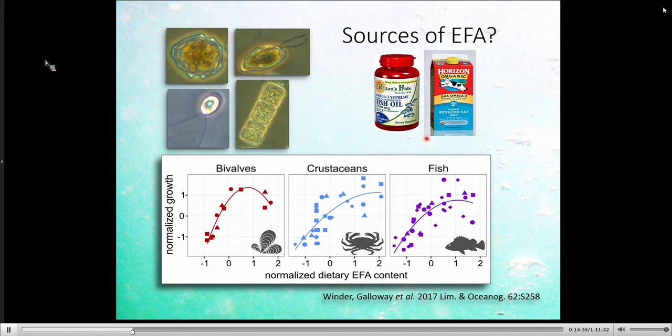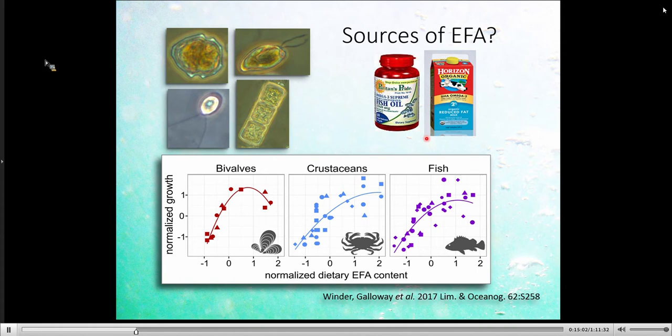And so this is a recent overview synthesis work that we just had published. One of the things we did in this paper is we took published data from a bunch of studies and collapsed them to these large groups like bivalves, crustaceans, fish, and looked at the normalized dietary EFA content.